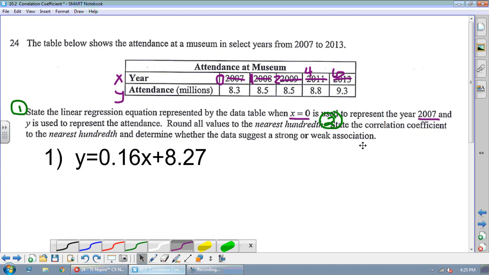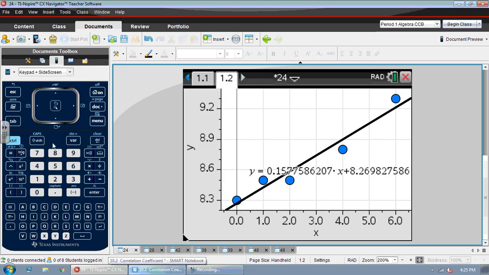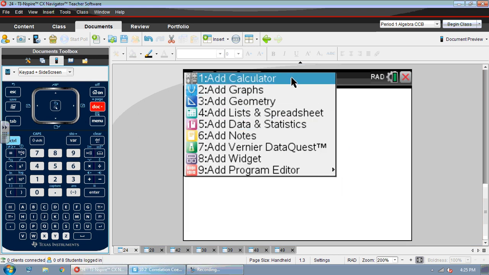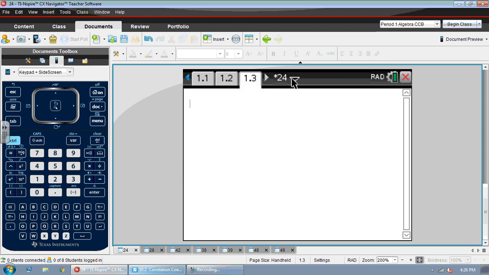The second 2 points for this 4-point question comes from state the correlation coefficient to the nearest hundredth and determine whether the data suggest a strong or weak correlation. We are going to go back to that document. We are going to add another page. So Control Doc again. We need to have a calculator page this time. The instructions are on the front at the bottom.